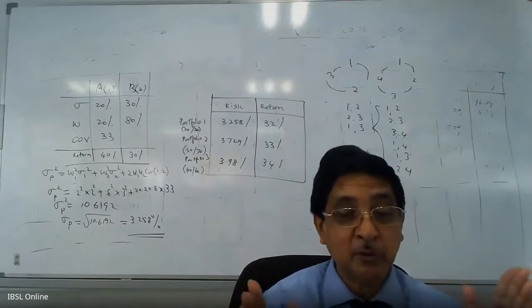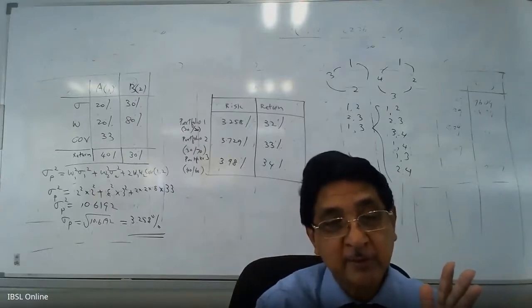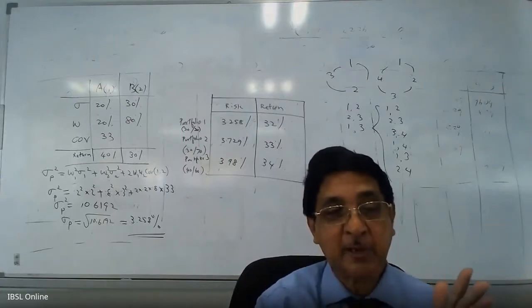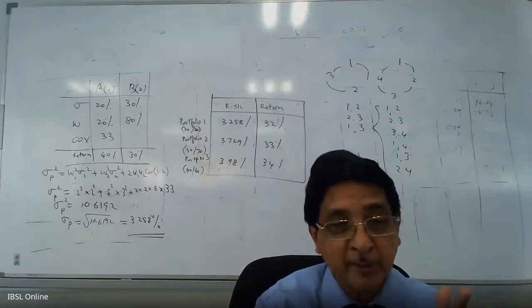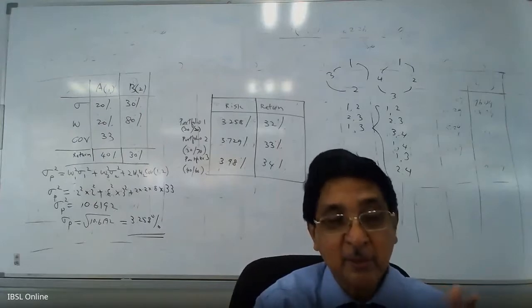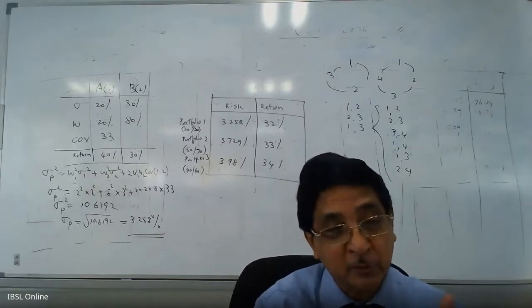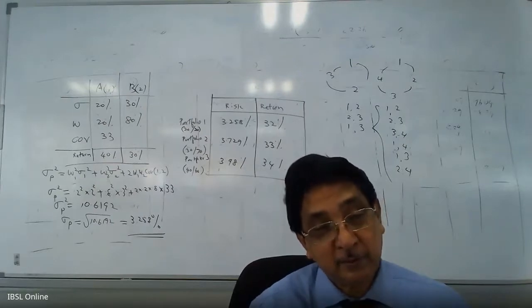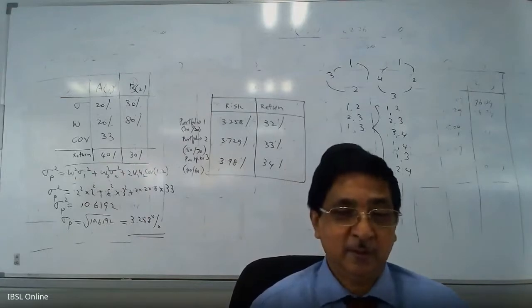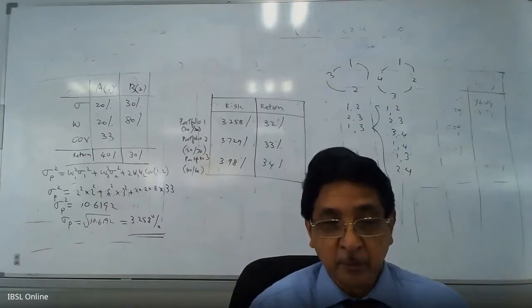So then how are we going to put the formula? The formula is sigma p squared is equal to W1 squared sigma 1 squared plus W2 squared sigma 2 squared plus W3 squared sigma 3 squared plus 2 W1 W2 covariance 1, 2 plus 2 W1 W3 covariance 1, 3 plus 2 W2 W3 covariance 2, 3. So this is the formula for the 3 asset portfolio risk. I think is that okay? If you don't get it, just let me know.